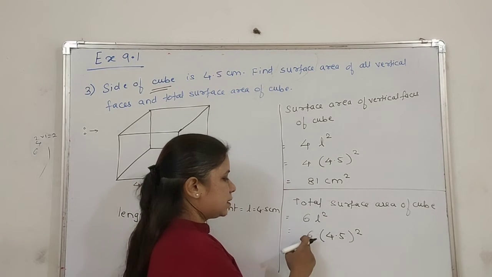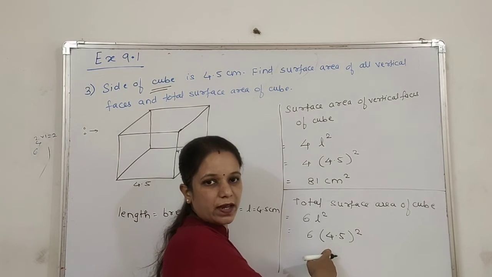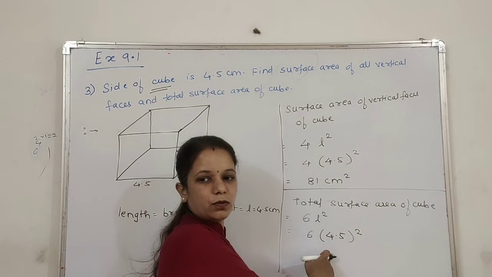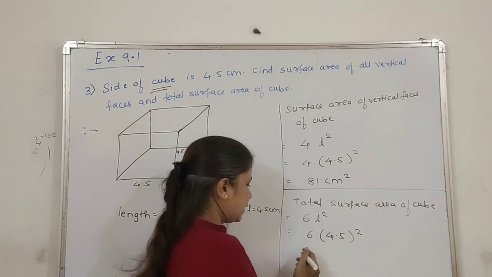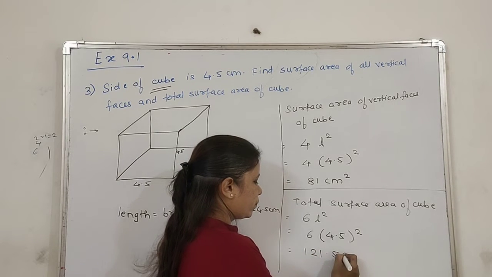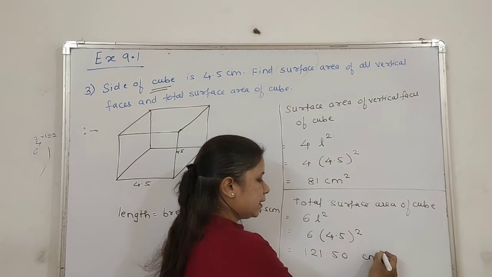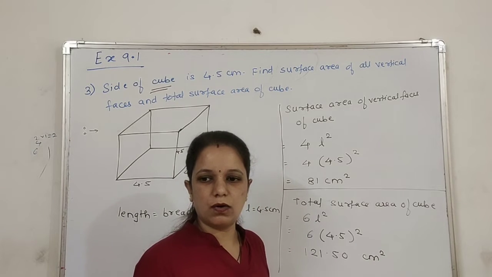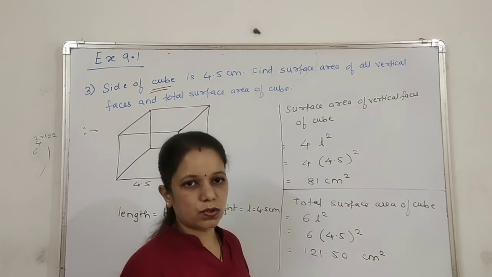So it is 6 into 4.5 square, and after you make the calculation of 6 into 4.5, you will get it as, the unit is centimeter square. Okay, please note it down.